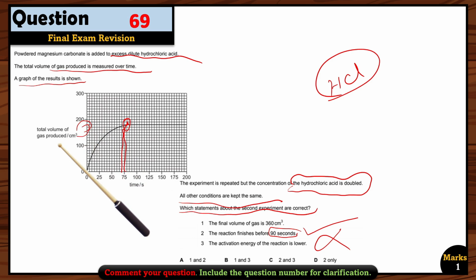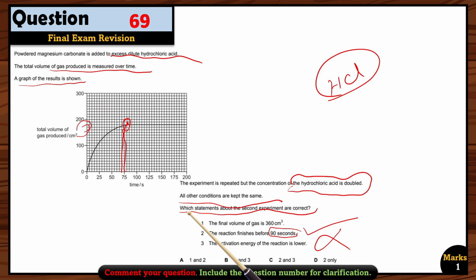They have already told you that the experiment was repeated, but all other conditions were kept the same. It means they have not changed anything. They have not increased the volume. They have not increased the temperature. Nothing was increased, so the final volume of a gas cannot be increased. That's why it should not be 360 centimeter cube. That is the wrong option.